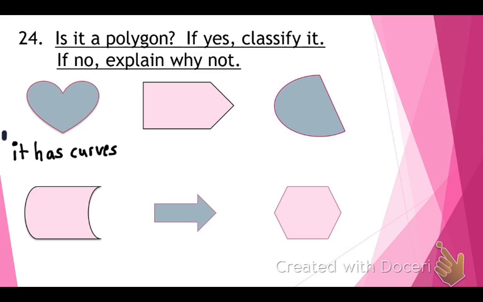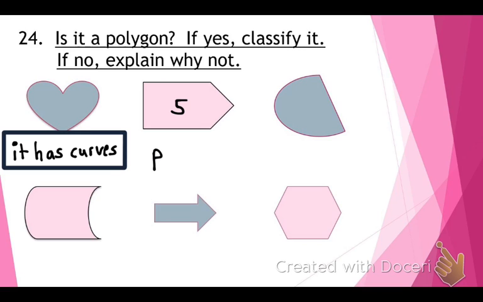Okay, so that is not a polygon if there's ever a curved line in it. Landon, next one. Is it a polygon, yes or no? Yes, it is. How many sides does that polygon have? 5. What do we call a 5-sided polygon? A pentagon. Okay, remember, always try to put the number inside that shape because it helps you remember how to label them or what to call them.